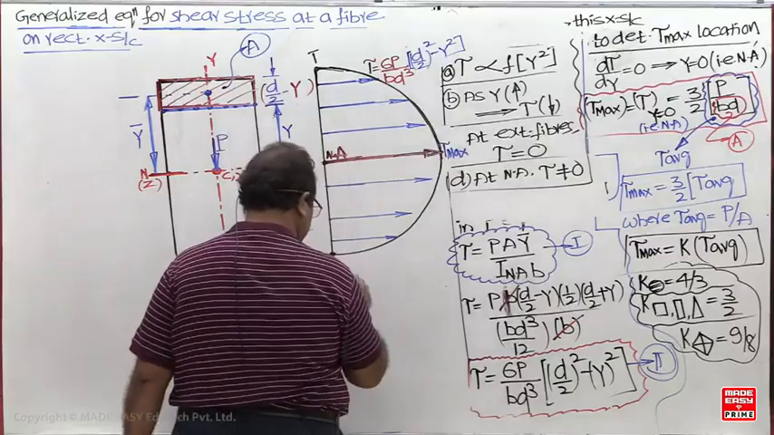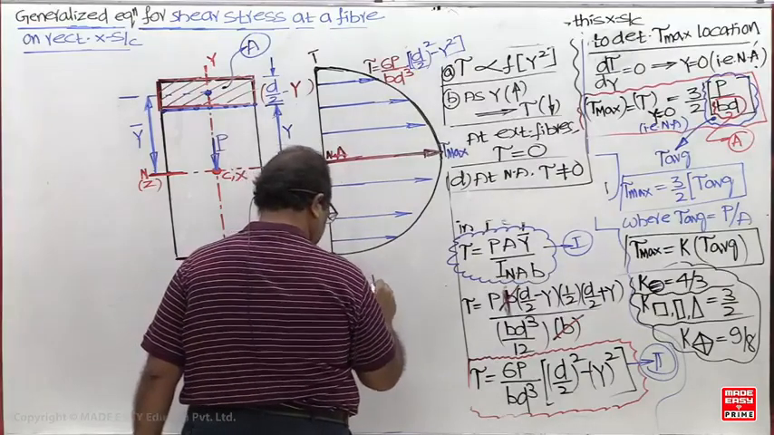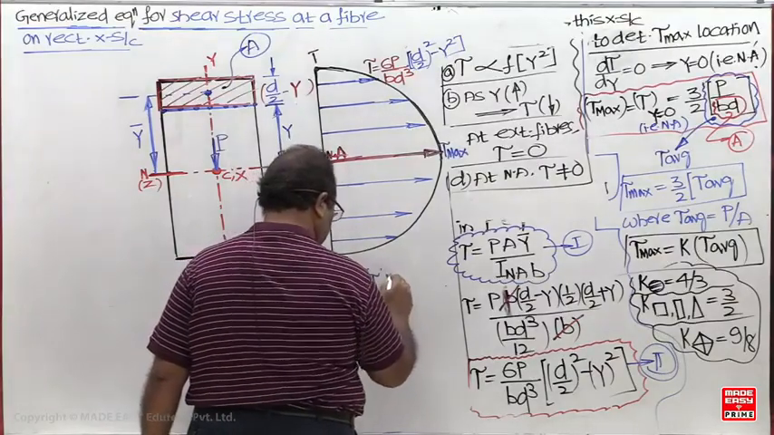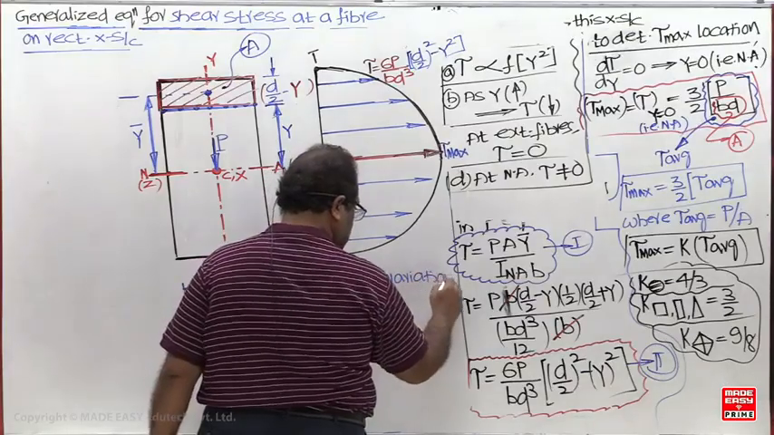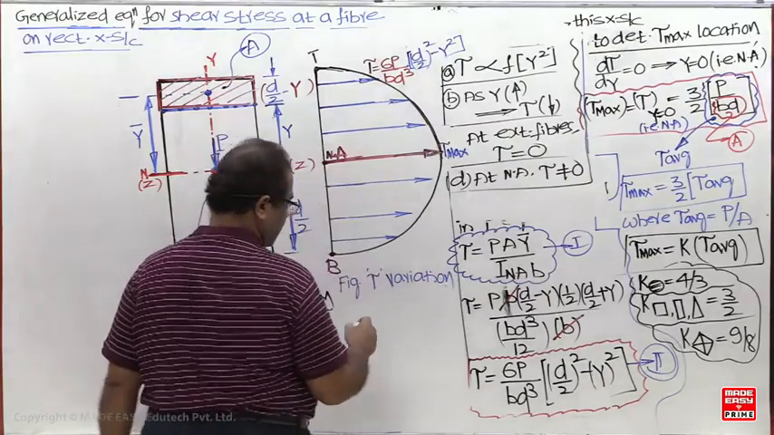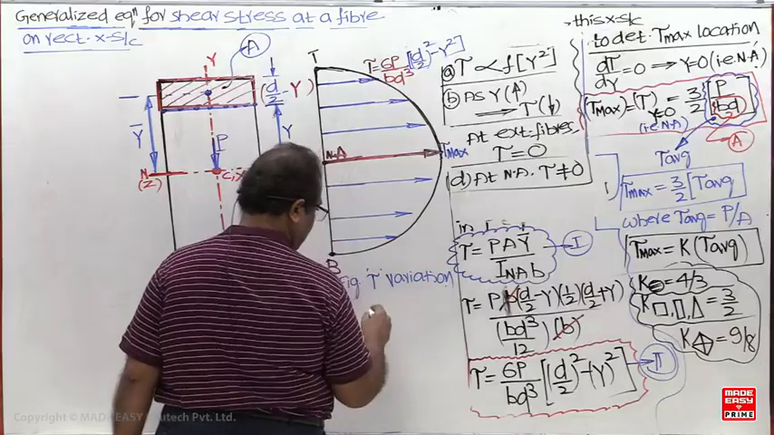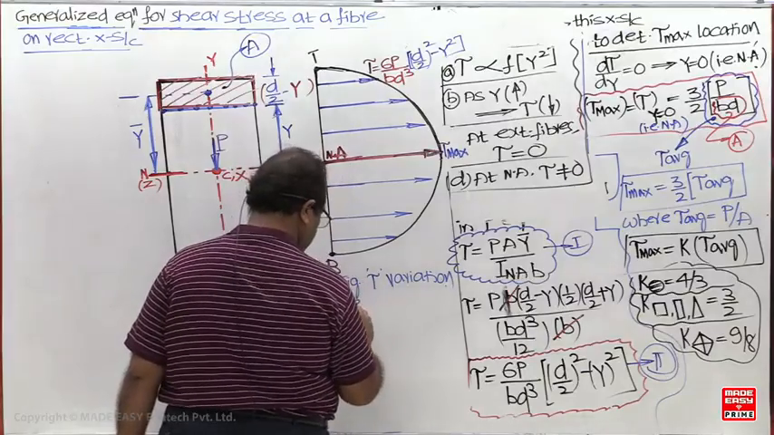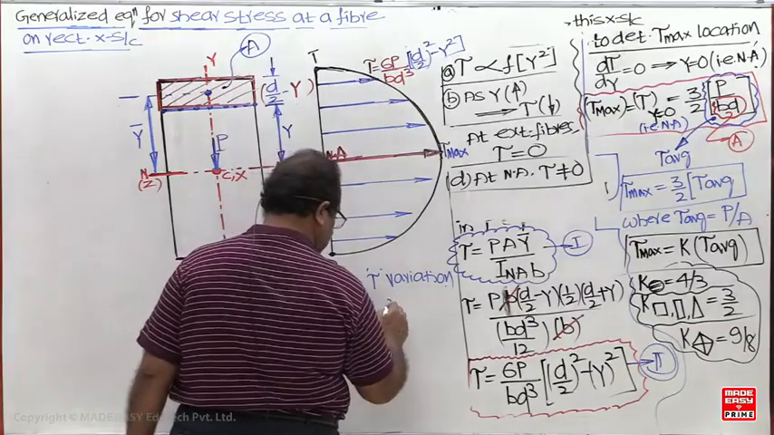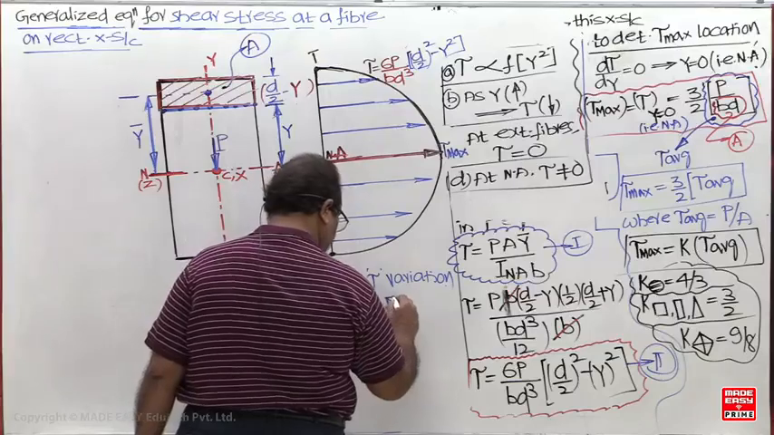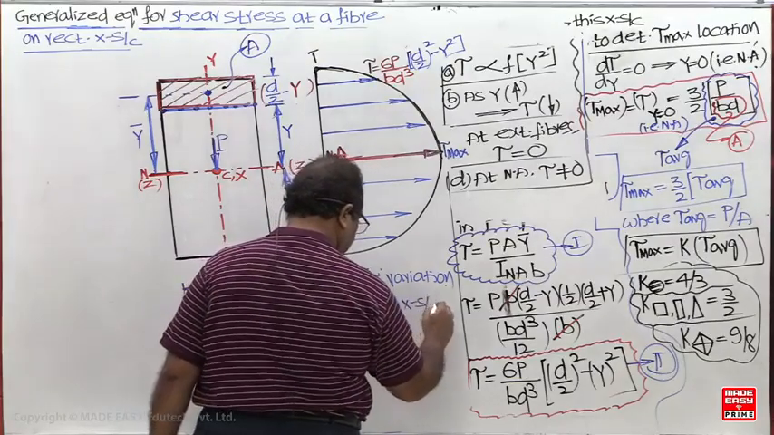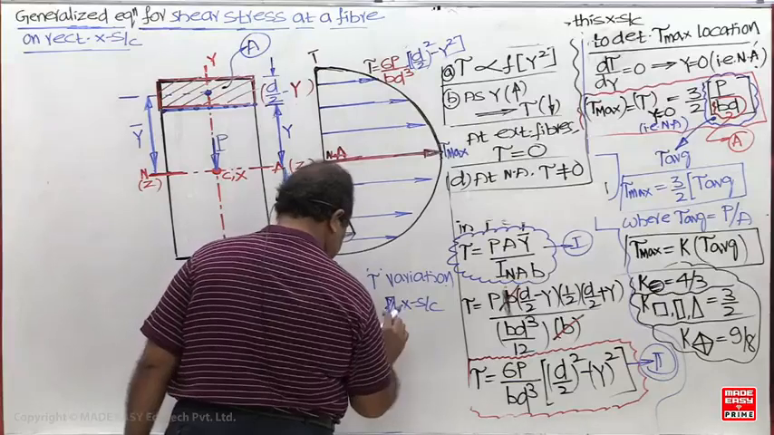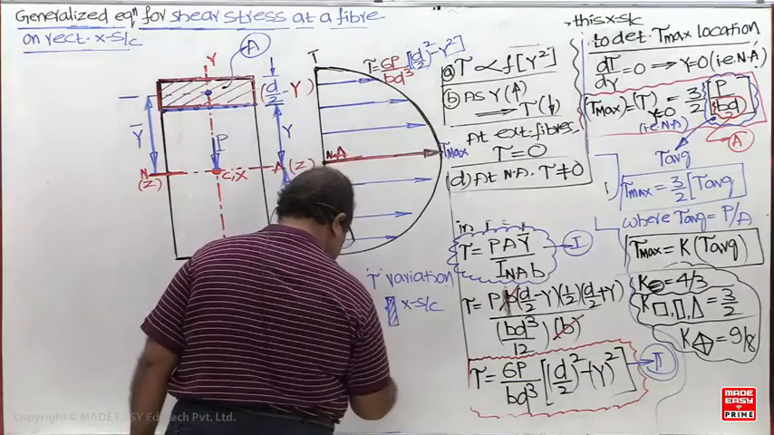So what is this figure representing now? Shear stress variation for rectangular cross section over the depth of the beam.